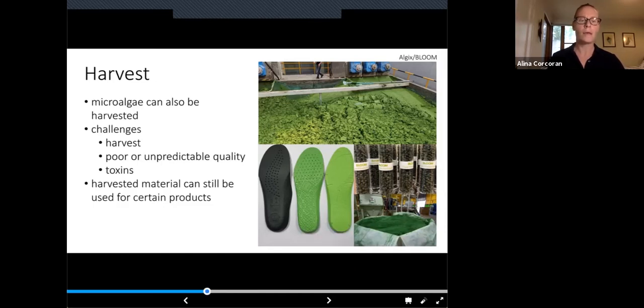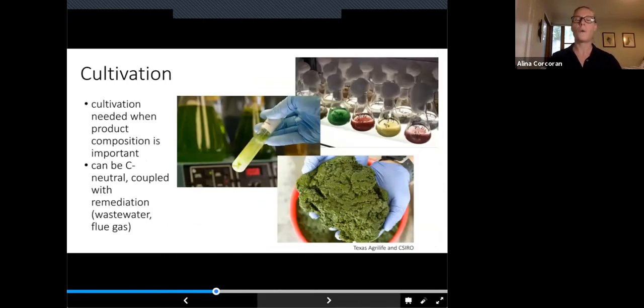If composition is important, the other way to acquire algae is by cultivating it. In cultivation, you have a strain of interest or multiple strains of interest, and you scale those from very small scales like tubes or flasks, and you typically cultivate them outdoors in open ponds.